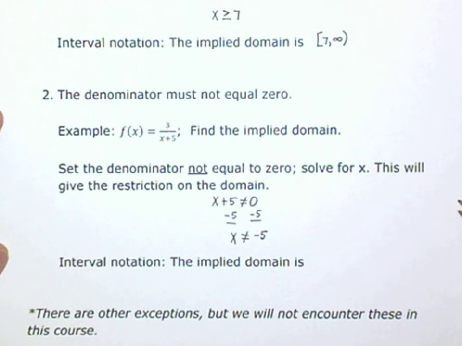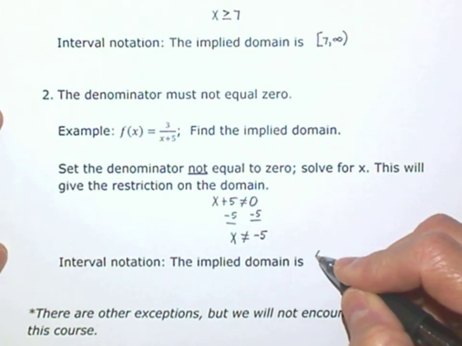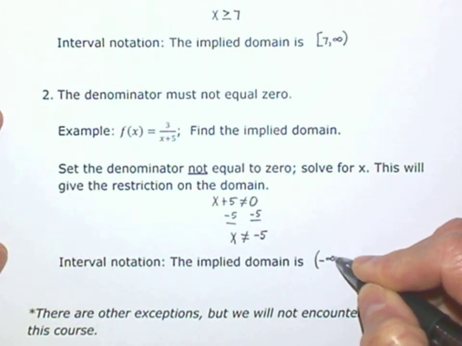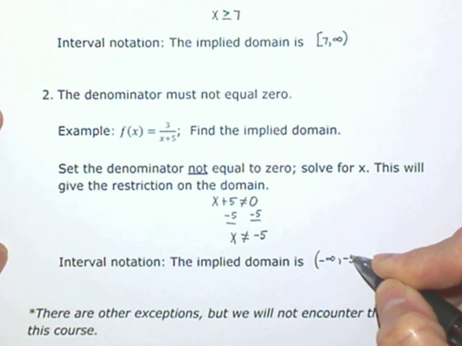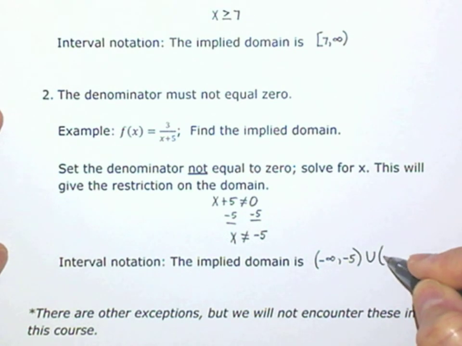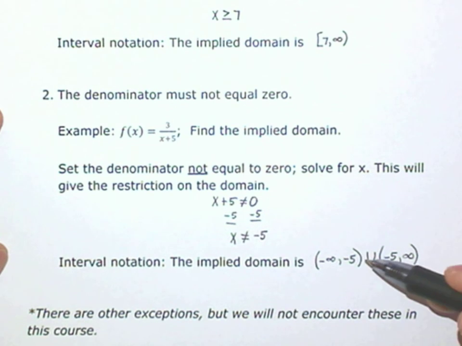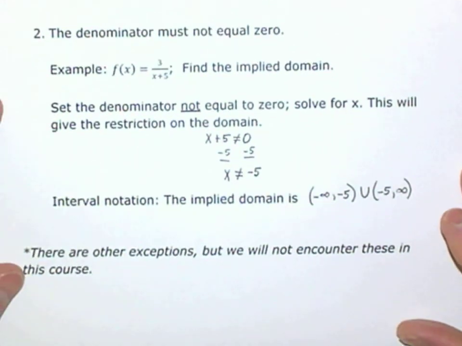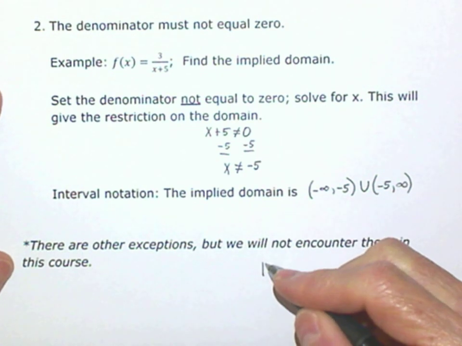To show this in interval notation, we say that x can be anything from negative infinity to negative 5, but not including negative 5, and from negative 5 to positive infinity. Notice that we use parentheses on the negative 5 to show that x cannot equal negative 5. If we do not have either of these situations, then our implied domain will be all real numbers.